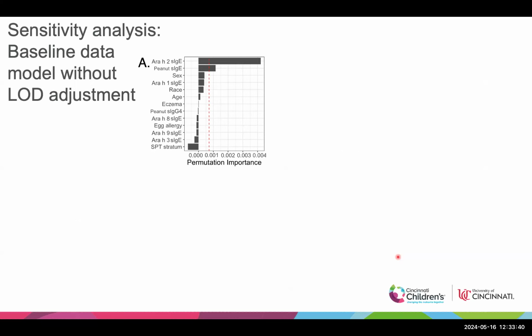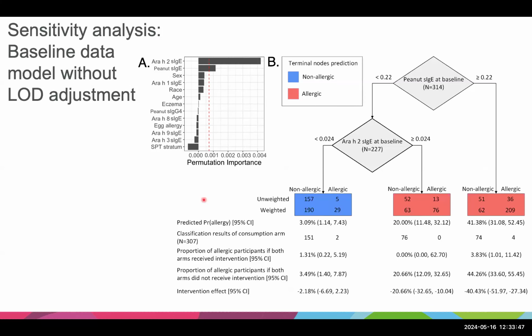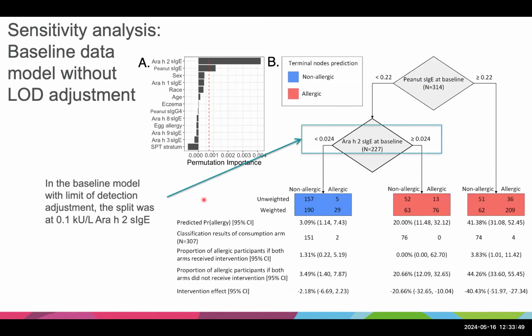The random forest picked up the same two important variables, RH2-specific IgE and peanut-specific IgE. The tree is almost exactly the same, with the difference being that this split used to be at 0.1 and now it's at 0.024 for the RH2-specific IgE. So that's a value that is actually below the limit of detection that we imposed on the data.